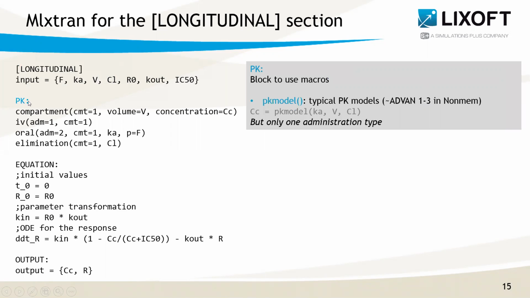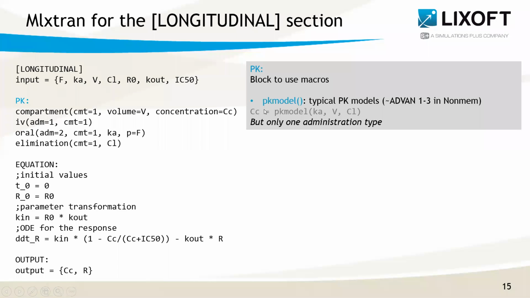Then I have a block PK, and in the block PK, I am allowed to use macros. Macros are actually functions, and we have different types of them. One that is pretty common, but that I have not used here, is the macro PK model. It allows you to define in one line typical PK models from 1 to 3 compartments.